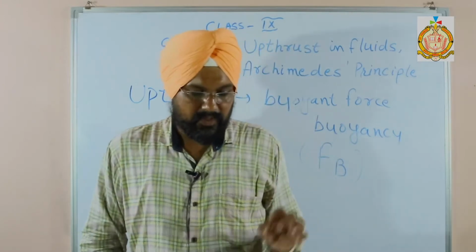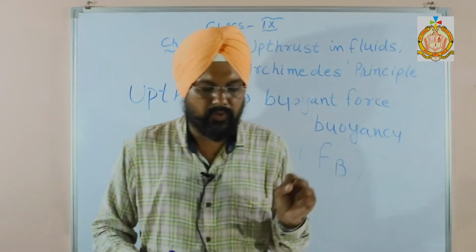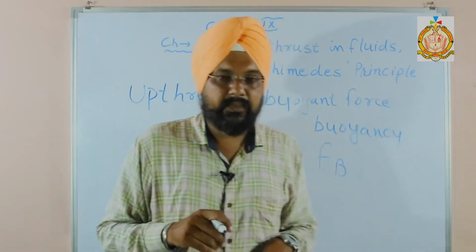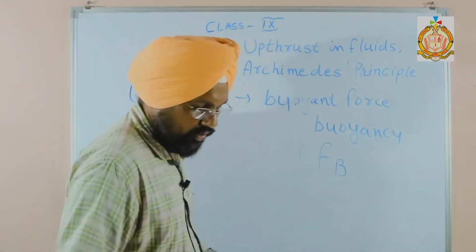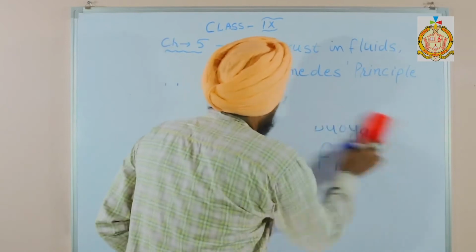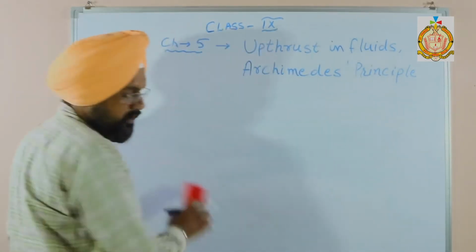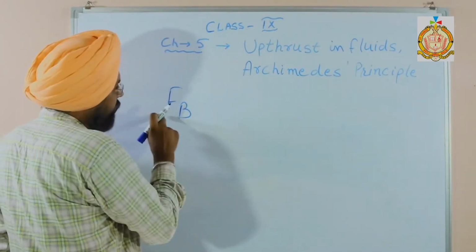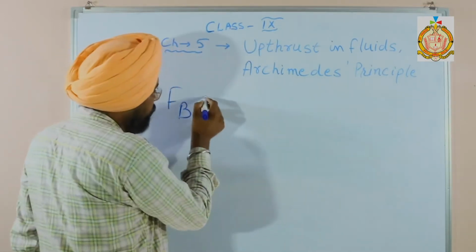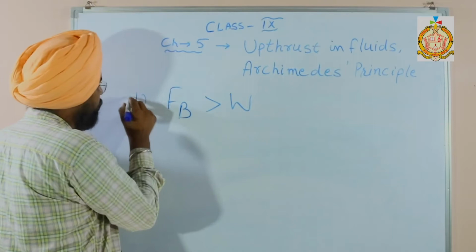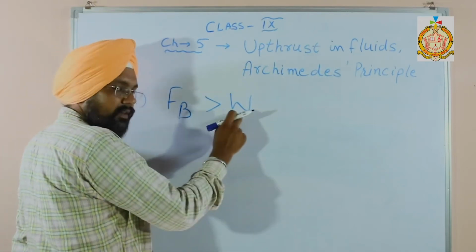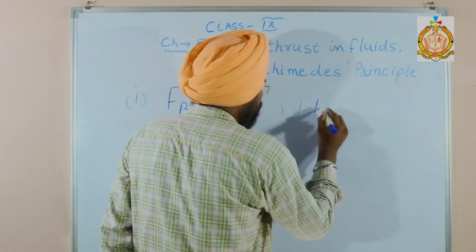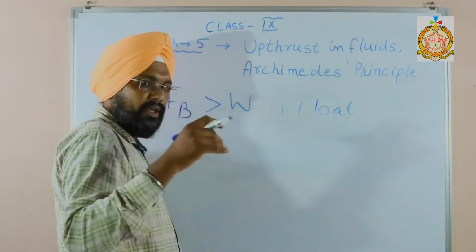So what are the characteristics? The first condition concerns when the body floats or sinks. Float means the object is on the surface, and sink means it is inside the water. So two conditions are there for when a body is supposed to sink or float. First, when FB, the upthrust, is greater than the weight, then the body will float. The body can float or be partially on the surface.